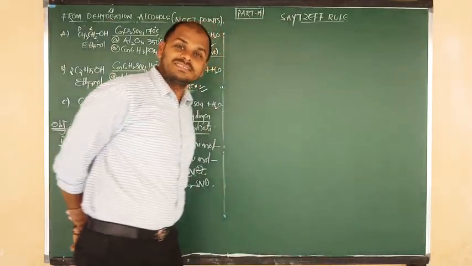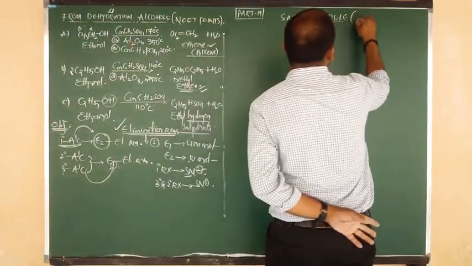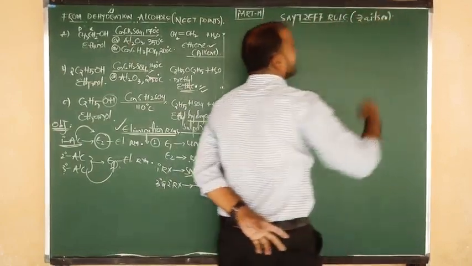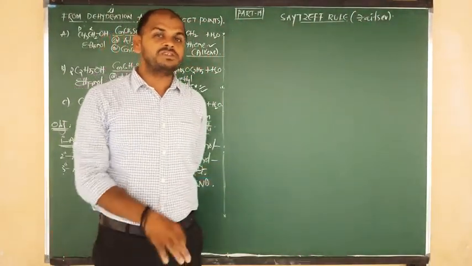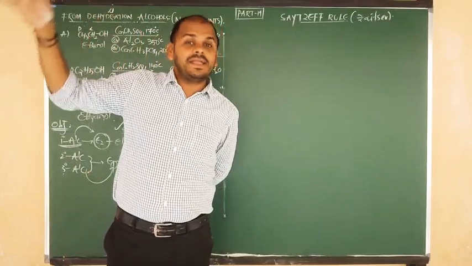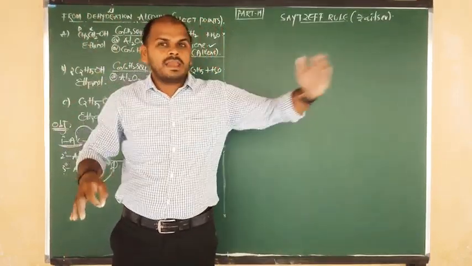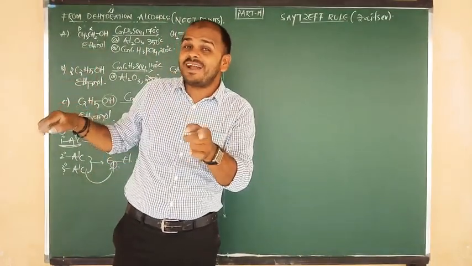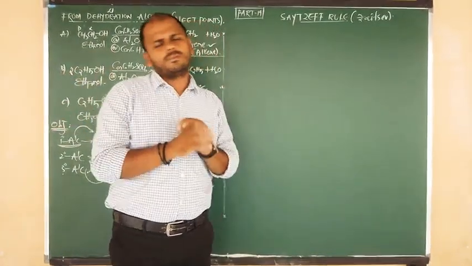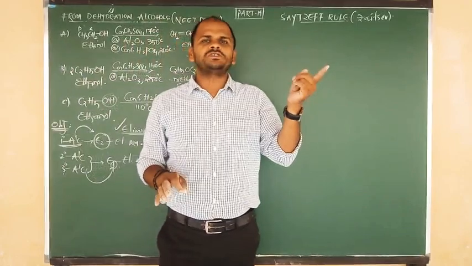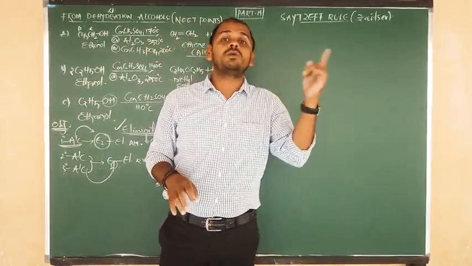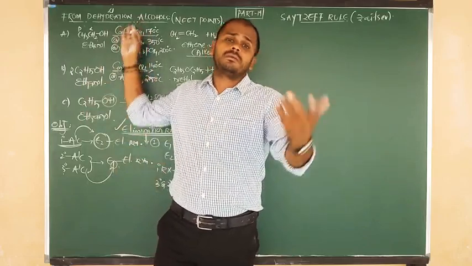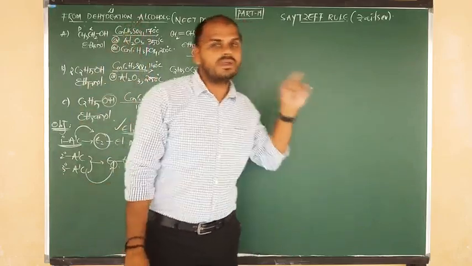Which rule? Saytzeff's rule, or we can say one more name is Zaitsev rule. This topic we have already studied in chapter 1, but in that chapter we studied about elimination or dehydrohalogenation. But here elimination is dehydration, that is different. Both are the same type. In the first chapter we studied dehydrohalogenation, one type of elimination. Here it is dehydration, another type of elimination, but the rule is the same.